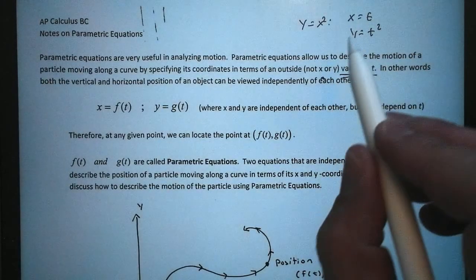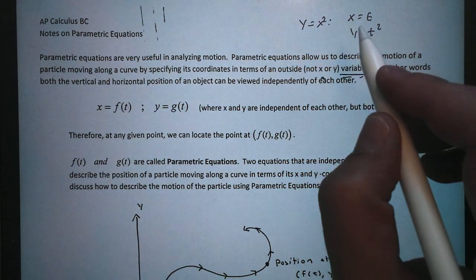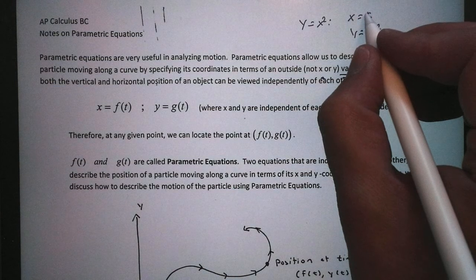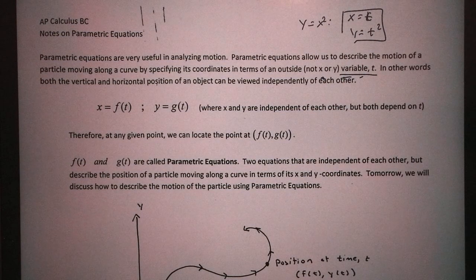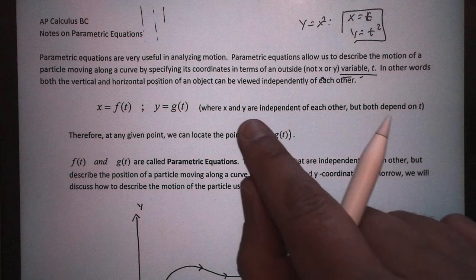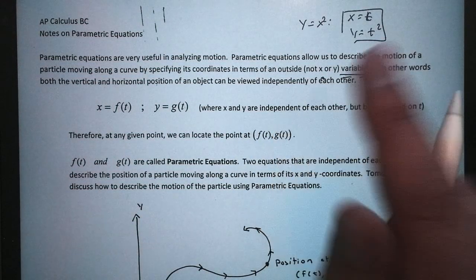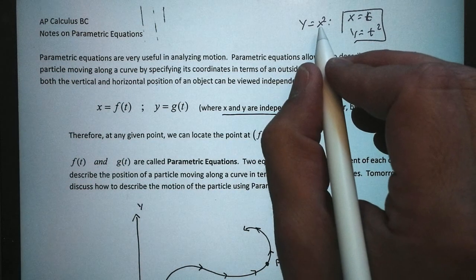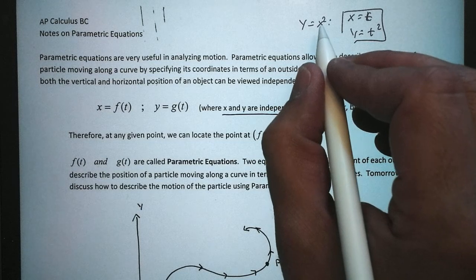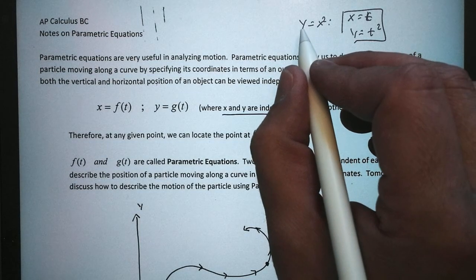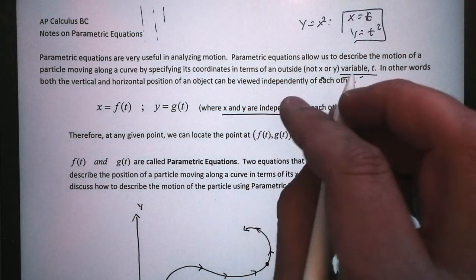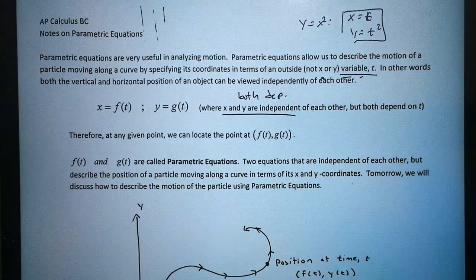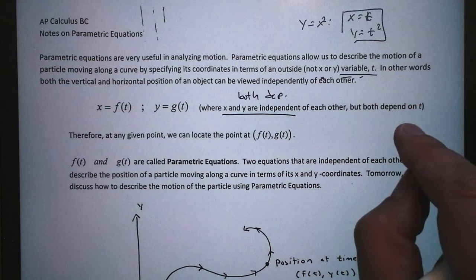Where originally y was a function of x, now x and y are no longer dependent upon each other, but they're dependent upon this outside variable, t. That's what we call a parametric equation. Instead of x being the independent variable and y the dependent variable, here both x and y are dependent variables. They both depend on t.